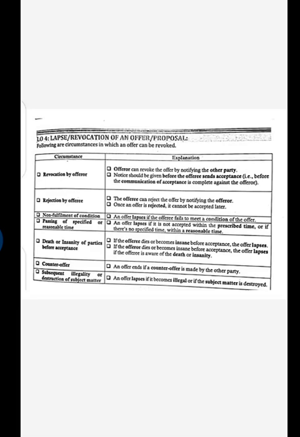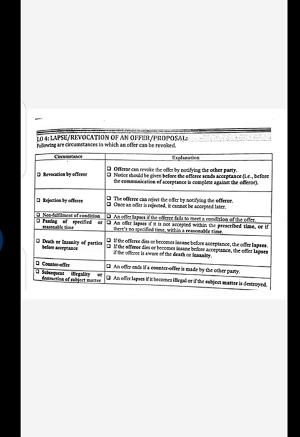The offerer can revoke the offer by notifying the other party. Suppose I am cancelling the offer of visiting Europe, then I will notify you with a communication or a notice. That is known as the revocation of an offer by the offerer. The notice should be given before the offeree sends acceptance. So it must be sent before the acceptance. If there is acceptance from the offeree, then it cannot be cancelled. So the offer can be cancelled only while there is time before the acceptance.